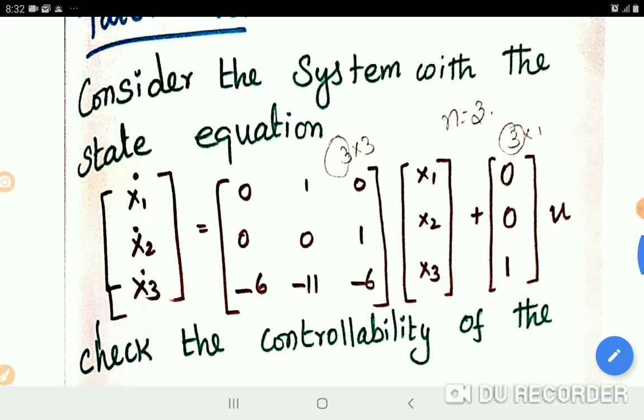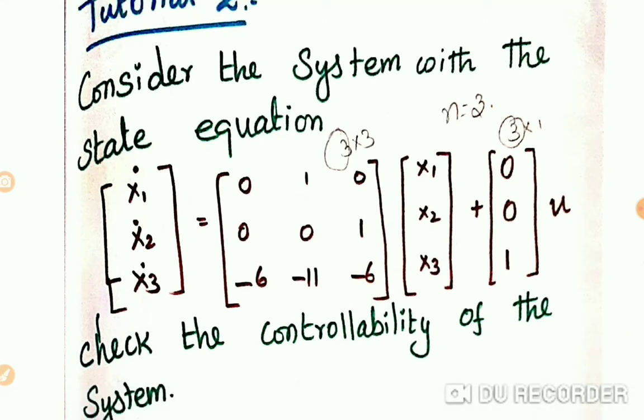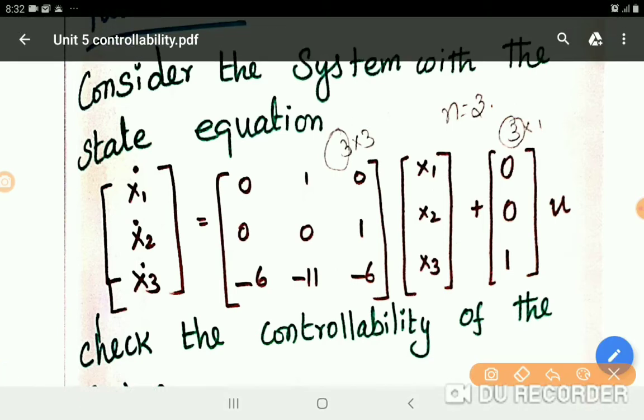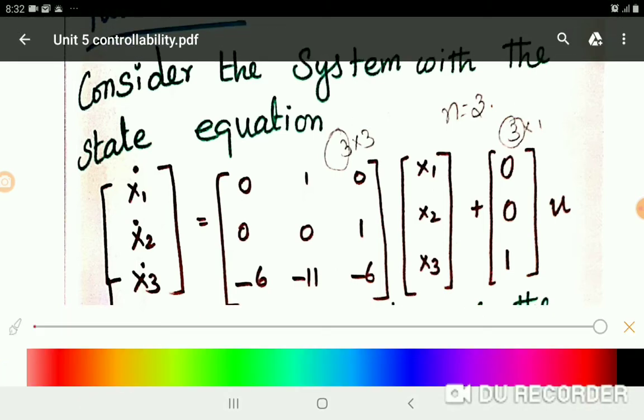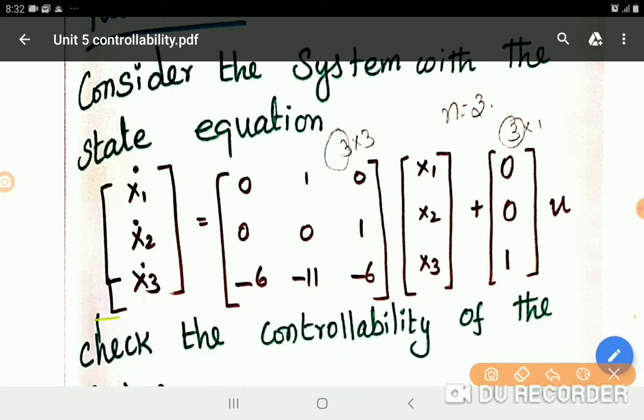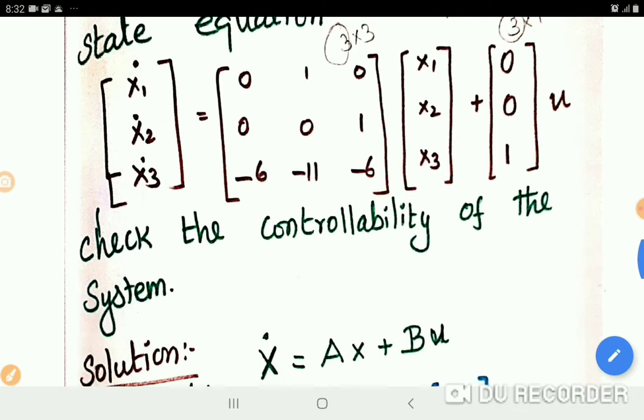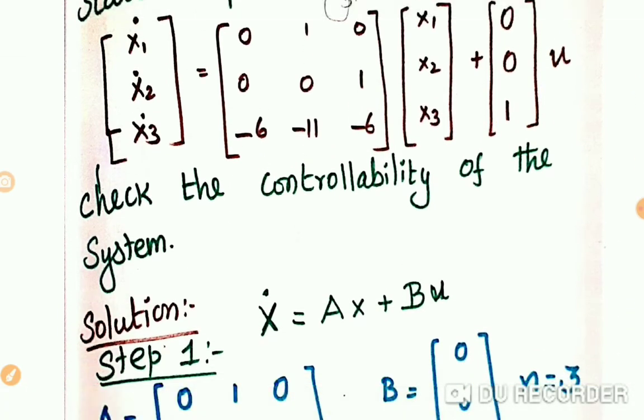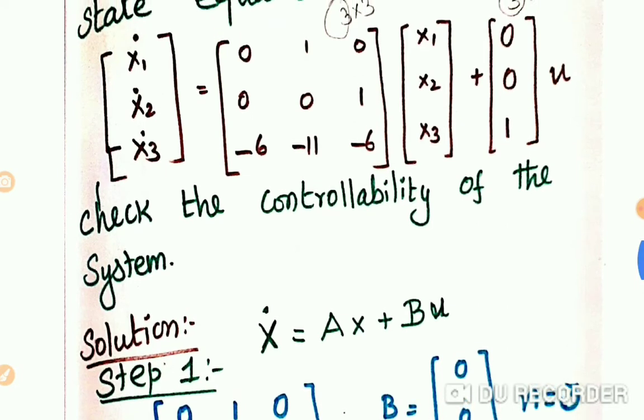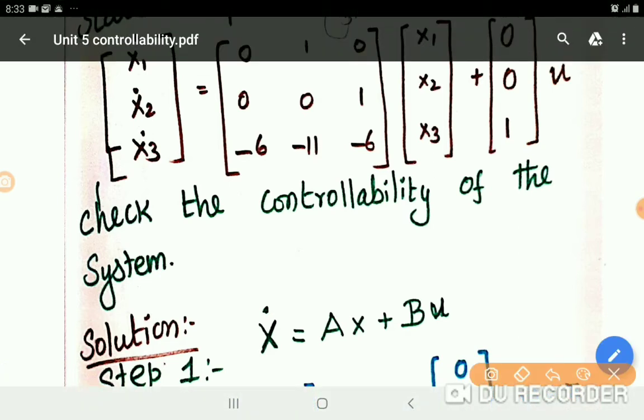In this problem, consider the system with a state equation given in the form of x dot equal to a 3 cross 3 matrix, then the variables x1, x2, x3, then the B matrix and U. In this given problem, we are asked to check the controllability of the system. While proceeding with the first step, we'll observe the question and the standard form.